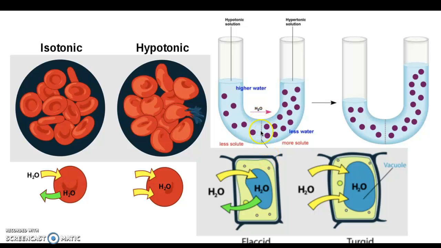Up here, this is called a U-tube, and in the middle of the U-tube is a plasma membrane, or a cell membrane rather, and you can see that osmosis is occurring. Water is moving to where the solutes are more concentrated, so you'll see that water is moving net to the right, in the right direction of the U-tube, to decrease the concentration of solutes on the right.